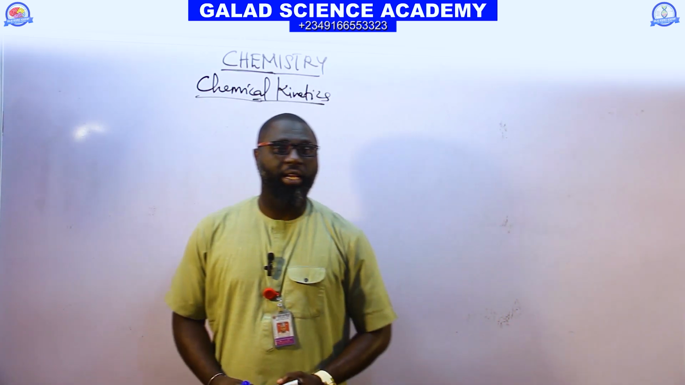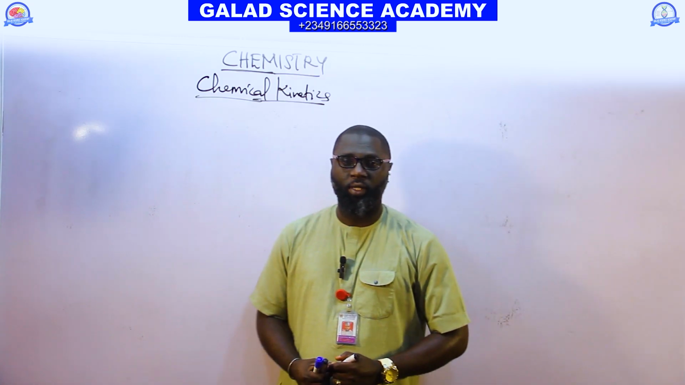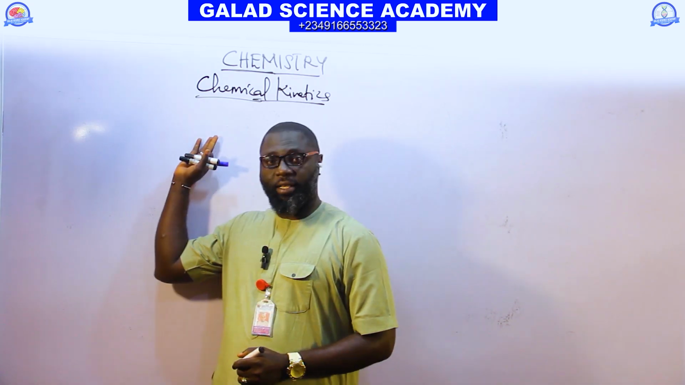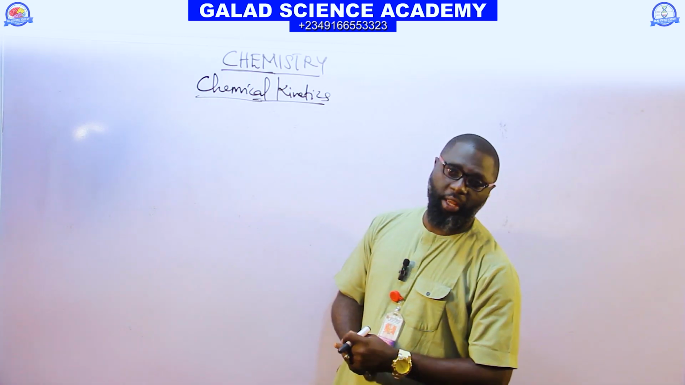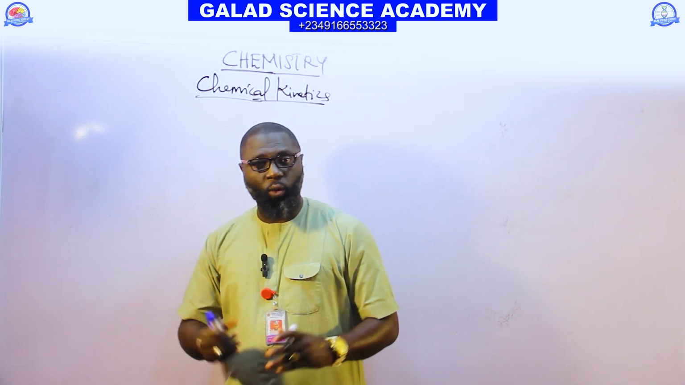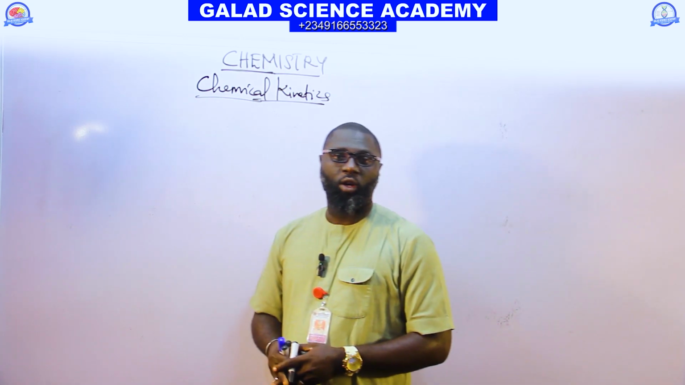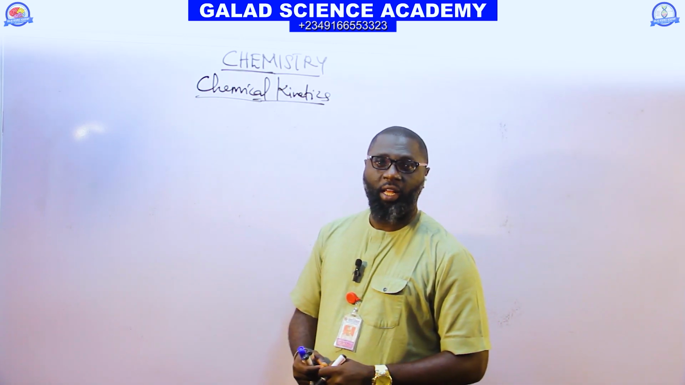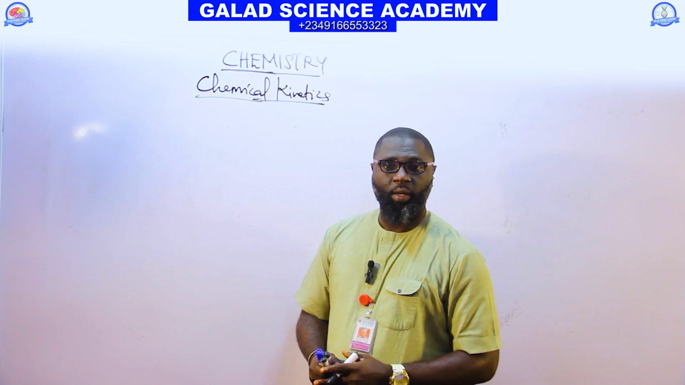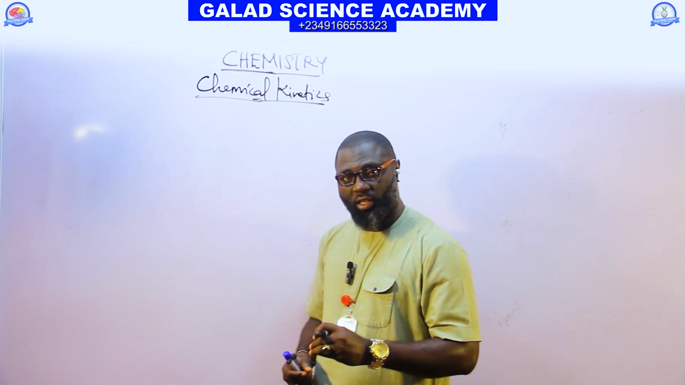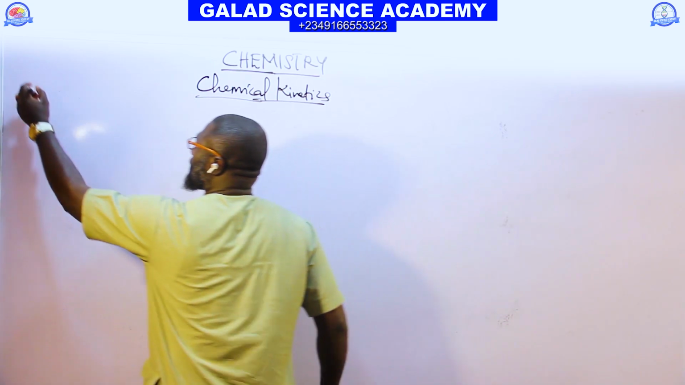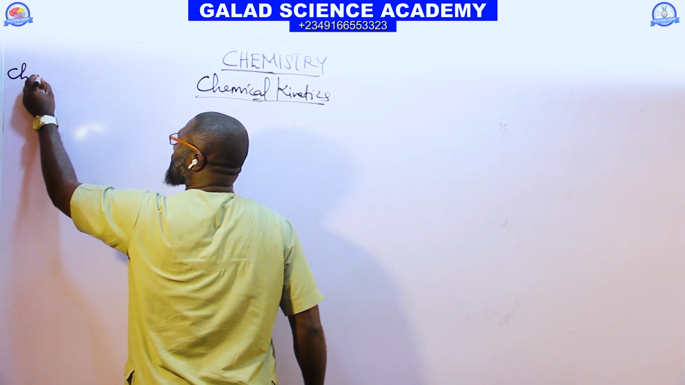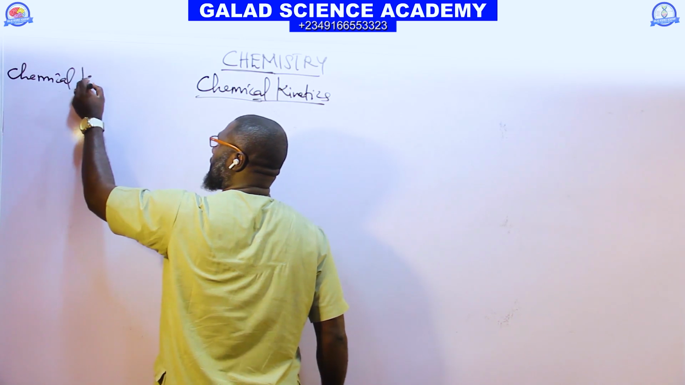So, what is chemical kinetics? Chemical kinetics is a branch of physical chemistry which deals with the study of rate of reaction and the mechanism by which reactions occur.